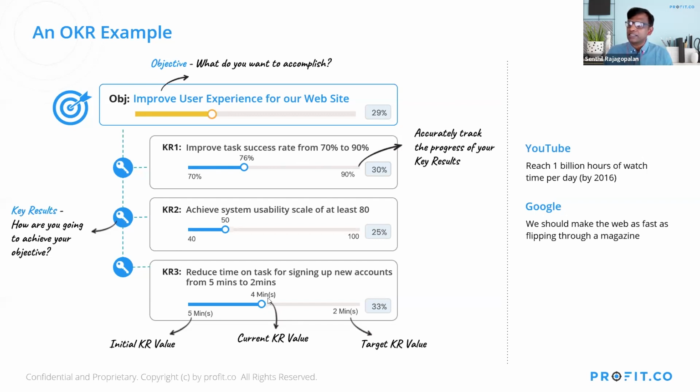And if you look at the third key result, reduce time on task for signing up new accounts from 5 minutes to 2 minutes. Among the people who end up opening the account, they have taken 5 minutes to do this particular task. We want to reduce it to 2 minutes. So it's more of an efficiency and improving customer satisfaction. And then the second key result is about achieving a system usability scale of at least 80, which is more of an internal metric. So now if you look at the structure of these KRs, there's a method to the madness.